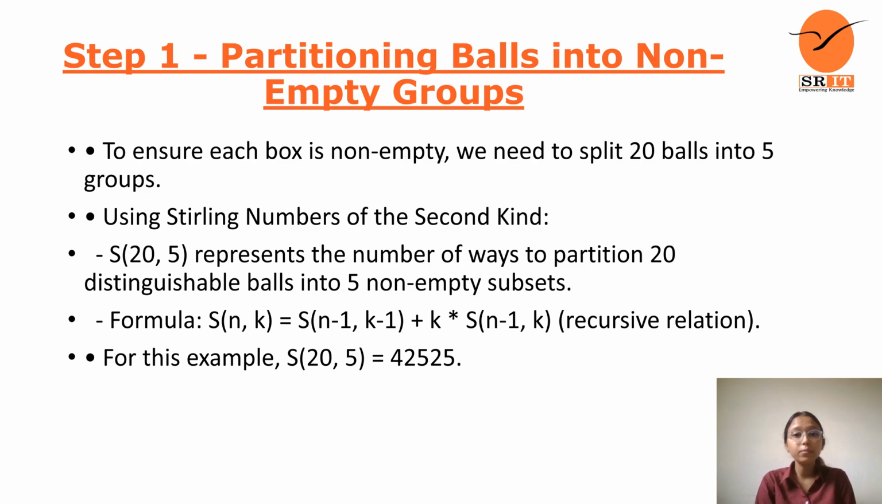Partitioning balls into non-empty groups, which is step 1 of the answer. To ensure each box is non-empty, we need to split 20 balls into 5 groups using Stirling numbers of the second kind. S of 20, 5 represents the number of ways to partition 20 distinguishable balls into 5 non-empty subsets. The formula is S of n, k is equal to S of n minus 1, k minus 1 plus k into S of n minus 1, k, which is a recursive relation. For this example, S of 20, 5 is equal to 42525.